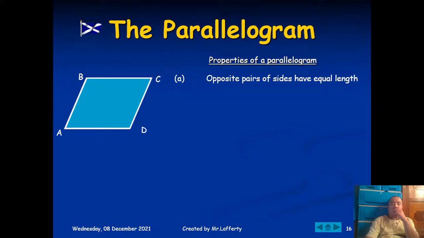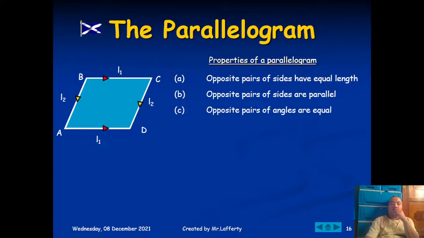Now we proceed to the parallelogram. What are the properties of the parallelogram? Opposite pairs of sides have equal length. Opposite sides are congruent. Opposite pairs of sides are parallel. Opposite pairs of angles are equal. Angle B is equal to angle D. Angle A is equal to angle C.